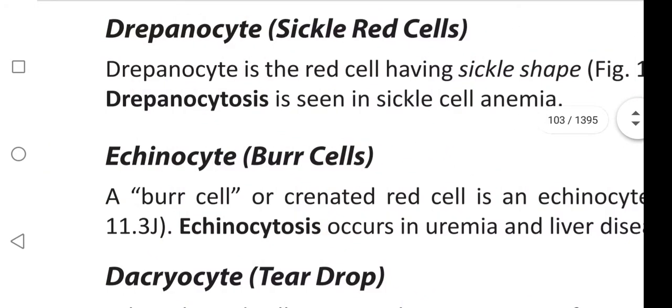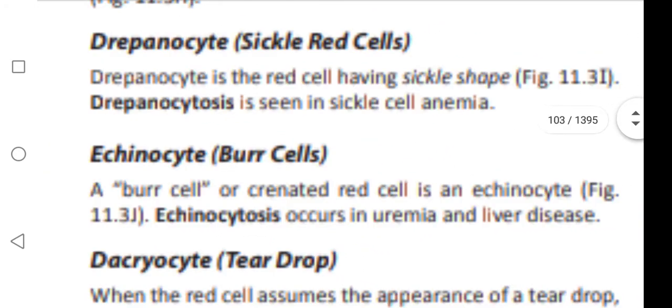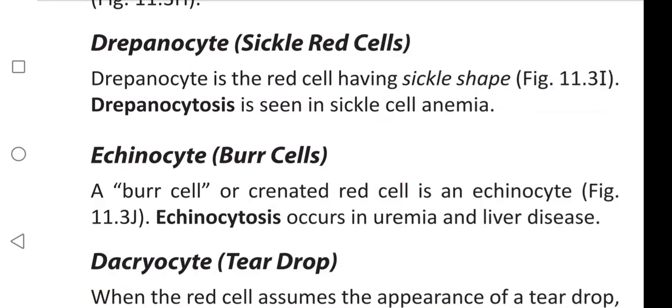Next is echinocyte, Burr cells. A Burr cell or crenated red cell is an echinocyte. Echinocytosis occurs in uremia and liver disease. Once again, echinocyte, also called Burr cells. A Burr cell or crenated red cell is an echinocyte. Echinocytosis occurs in uremia and liver disease.